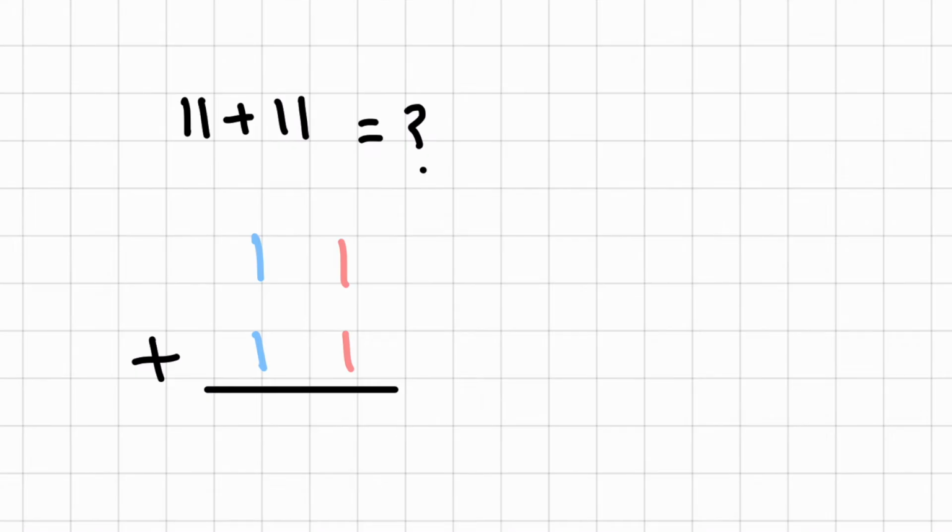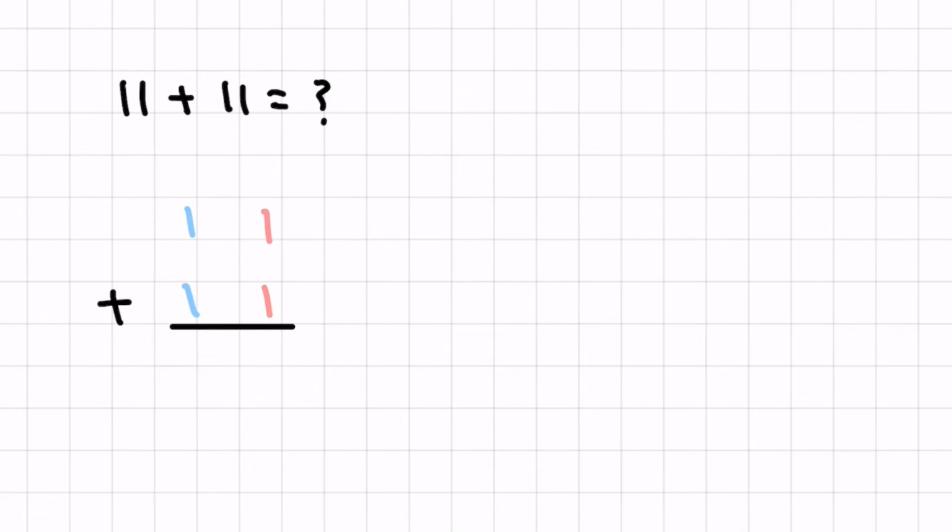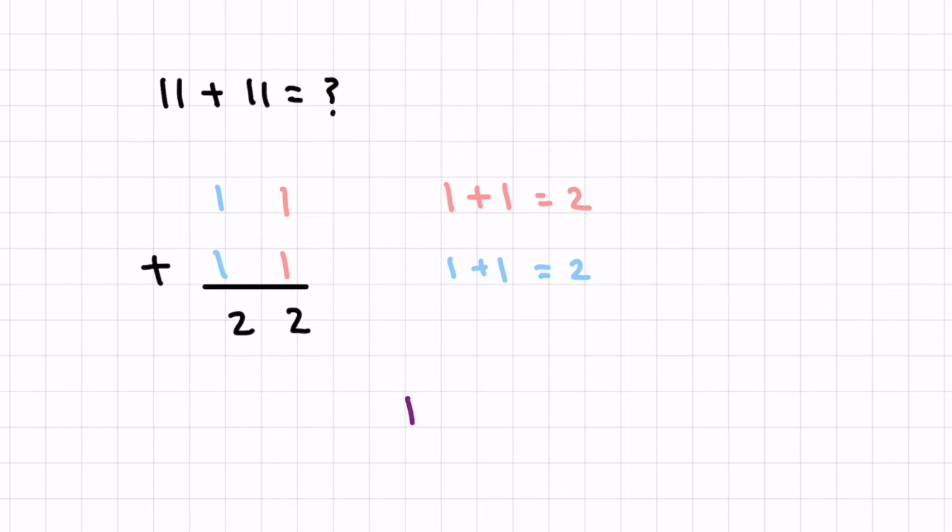The third question is 11 plus 11. We have to start with the right column, which is the ones place. 1 plus 1 is 2, which we can write down. Next, 1 plus 1 again for the tens column. That is also 2, so we can write 2 again. This means that 11 plus 11 is 22.